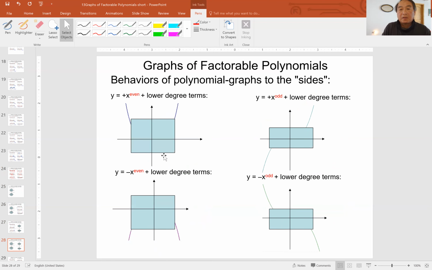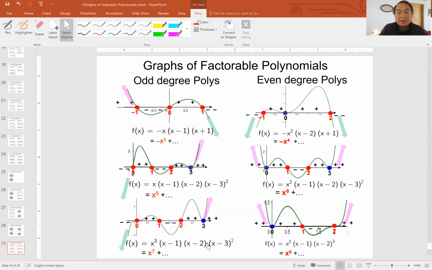And here is what they look like, final photographs. And that's it.